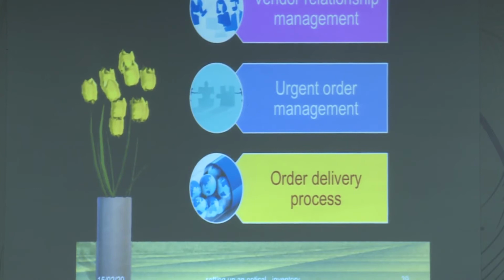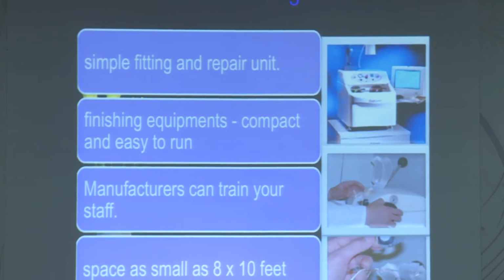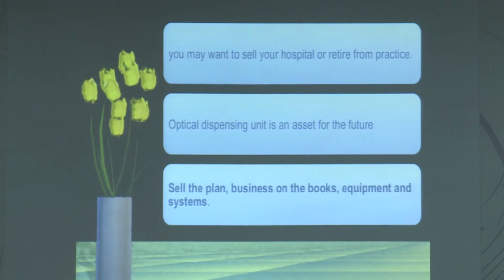So plan for a fitting lab. If you have good business, this is another source of income. The finishing equipment is available online and you can buy it, or even the vendors can keep all this fitting equipment, and the space requirement is very, very minimal. This is important for practices, particularly proprietor practices.